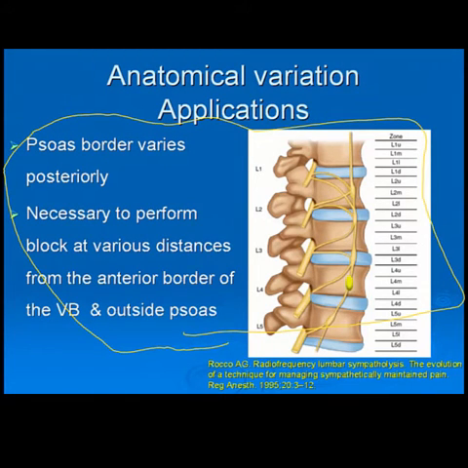The psoas border varies posteriorly also, and this could have an importance while putting the needle in the area of interest while doing the block, because the psoas muscle can reduce the spread of the local anesthetic and can also harbor the neurolytic if it is injected without using contrast to know that you are outside the psoas. So it's one of the most important things to make sure that your needle is running on the anterior border of the psoas, not inside the psoas, especially if you're doing a radiofrequency or a chemical neurolytic. It is necessary to perform the block at various distances from the anterior border of the vertebral body and outside the psoas. This is crucial.